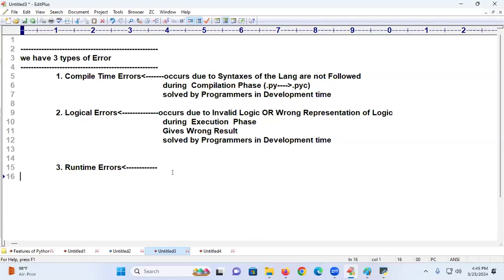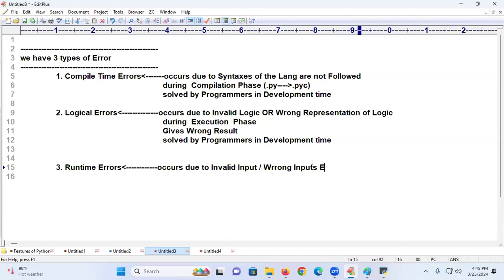No student can answer it. No student. Even sir also doesn't know. But we are from real time, and you know why runtime errors will come. Now I am telling you. Runtime errors occur due to invalid input. Invalid input or what? Wrong inputs.